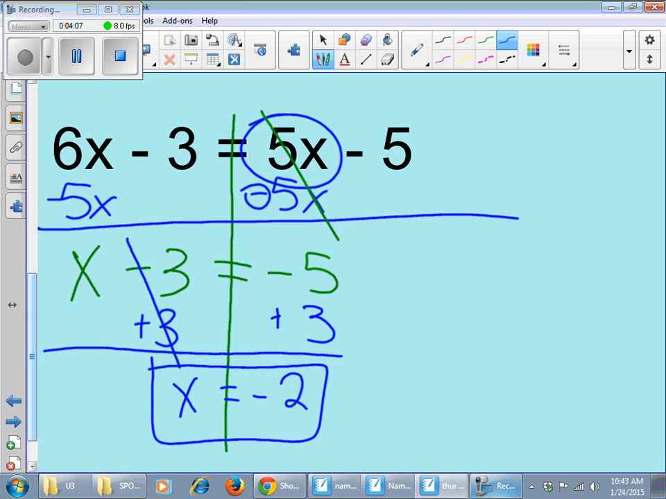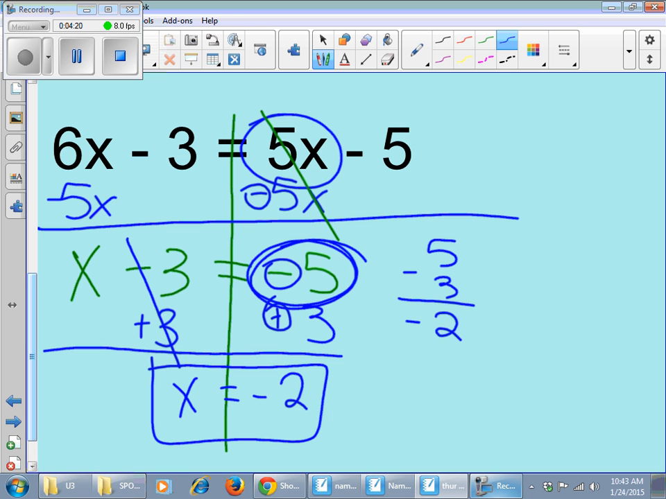Why is -5 plus 3 equal to -2? Well, the rules for adding integers say if you have different signs, a negative and a positive, subtract the digits. 5 minus 3 is 2. Take the sign of the larger number. Since 5 is larger and it's negative, that's where we got that -2 from.